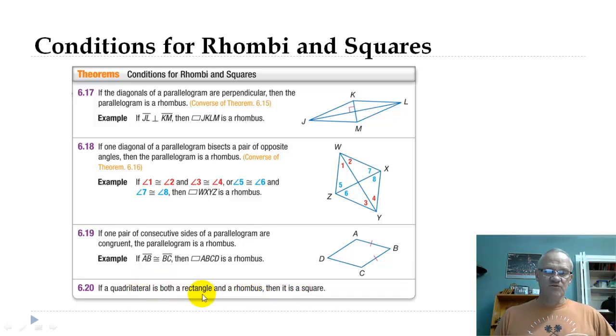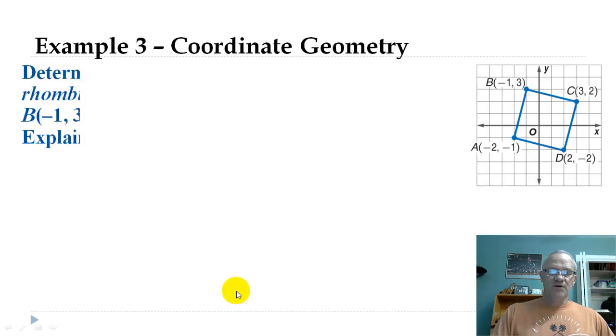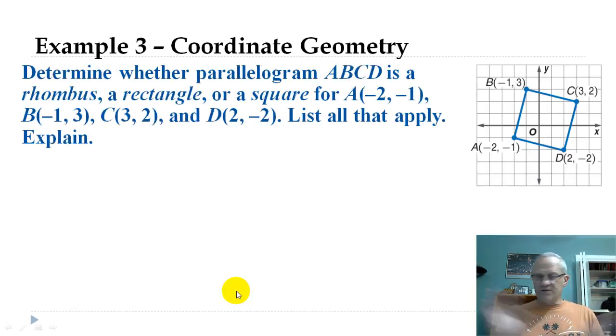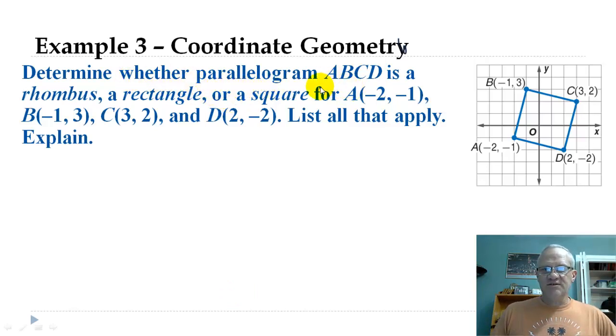So if it has those characteristics of both of those things, then it'll be a square. All right, so here's what we're going to finish on today. Coordinate geometry. It tells us already that ABCD is a parallelogram. So we don't have to first prove that it's a parallelogram, like we've done before with some of our coordinate geometry. We already got that covered.